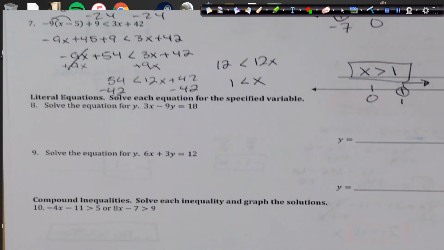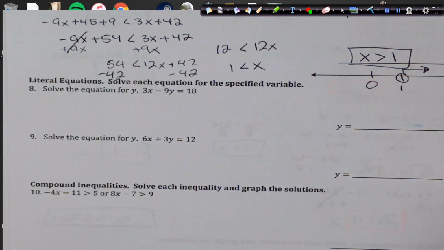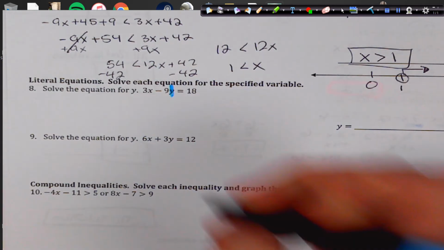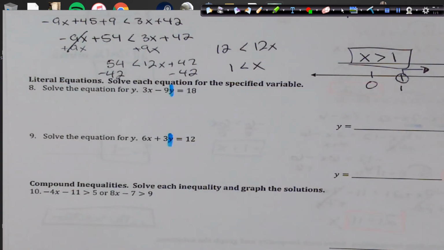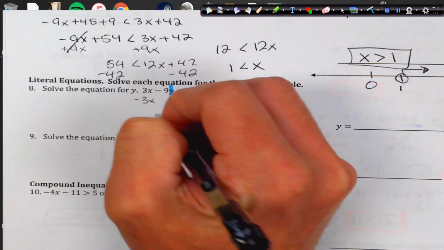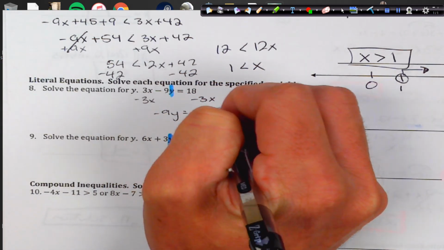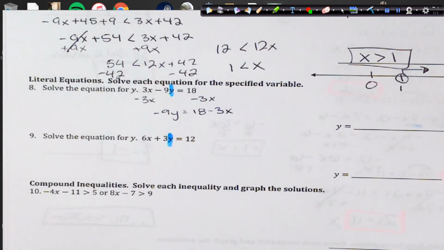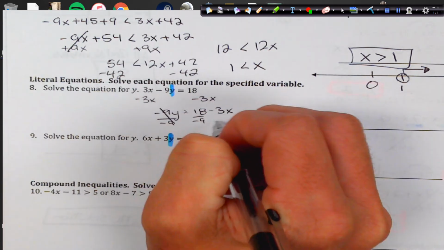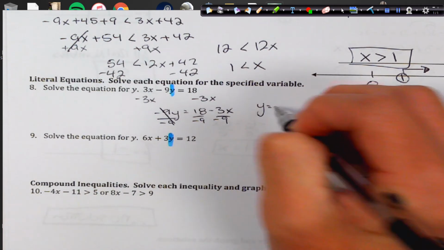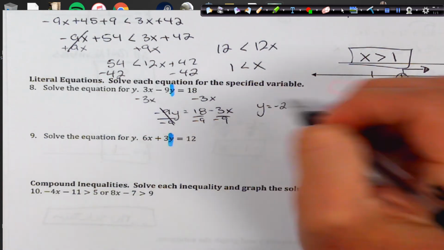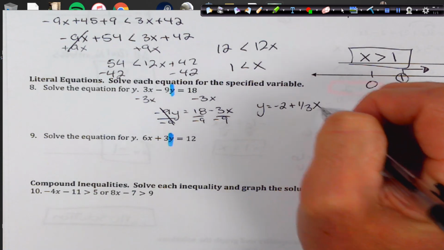All right, literal equations. We're solving for y. So I want to somehow get this piece alone, which means everything else needs to go away. And then this one, I want to get this piece alone. So the first step I'm going to do is get rid of the 3x by subtracting it from both sides. Now 18 and 3x do not combine, so we just leave them separate. And then when I divide by 9, I have to divide each piece by 9. And negative 18 divided by 9 is a negative 2. And this is going to become a positive 1/3 x.